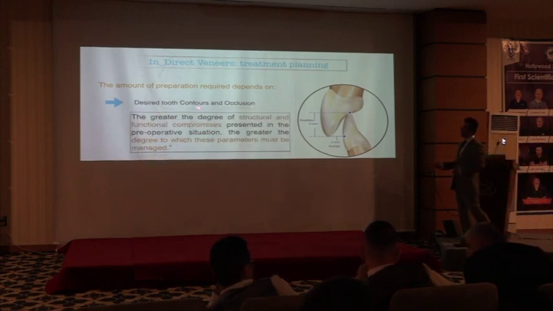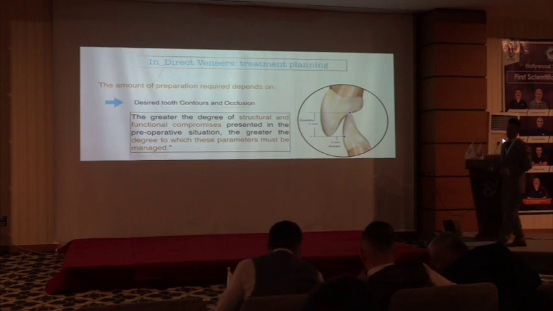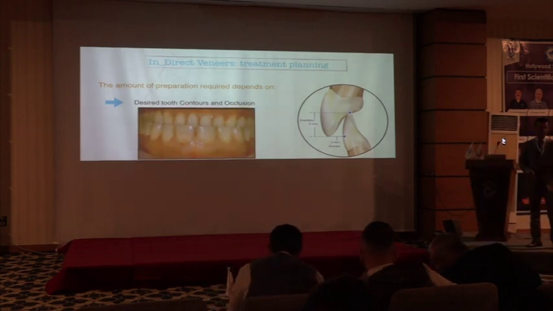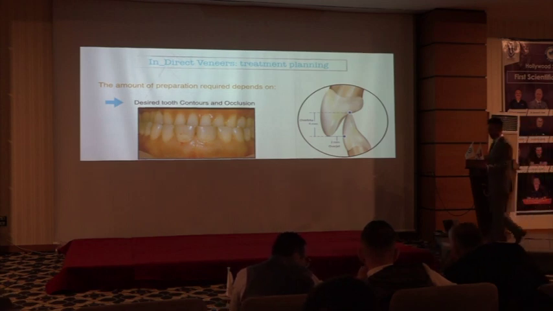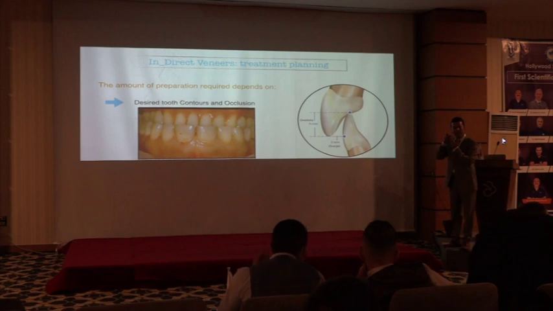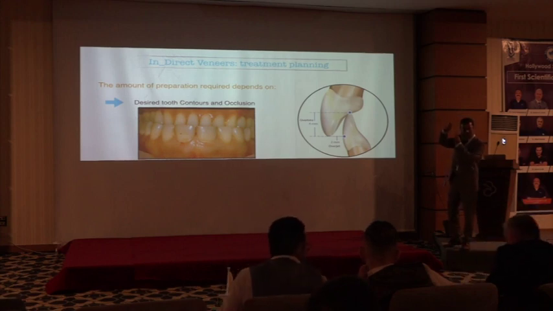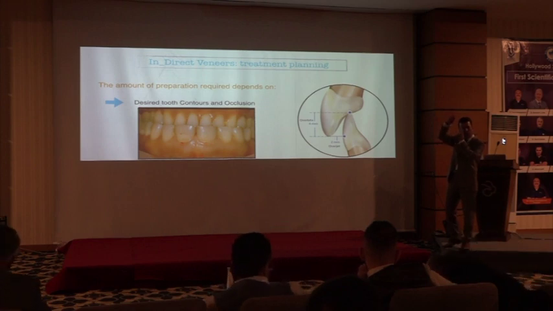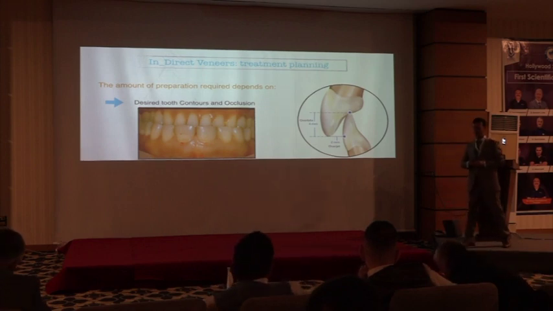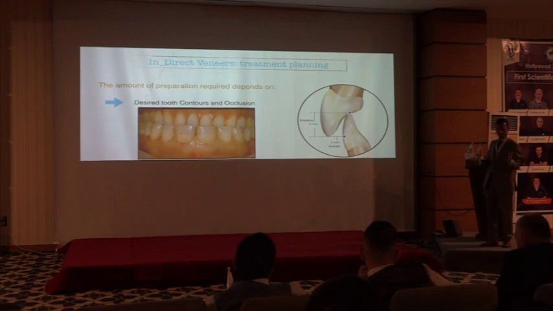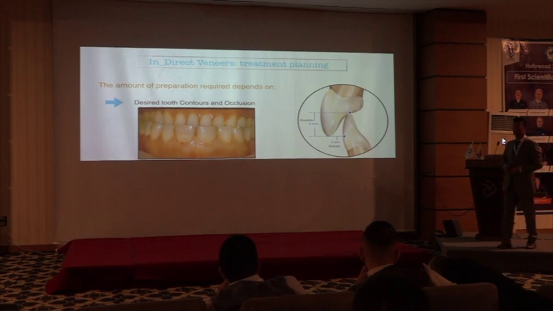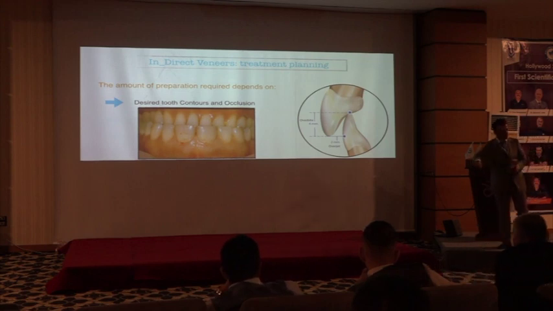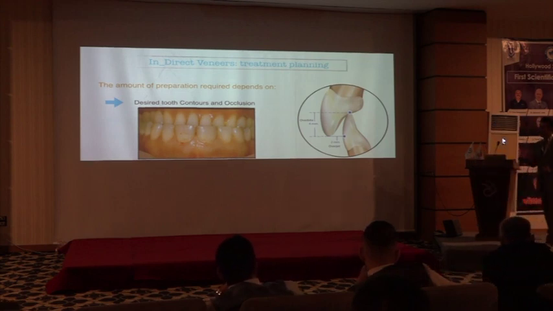If you see here, desired tooth contour is also combined with the occlusion. Sometimes, one of the guys showed me right now before lunch a case that has a space, but the lower canine did not allow us to fill the space between the upper lateral incisor and the mesial surface of the upper canine. So you have to respect that; even the contour should be correlated with the occlusion. Everything comes back to the occlusion.